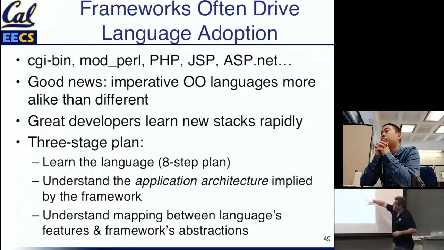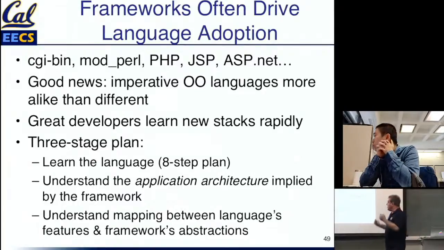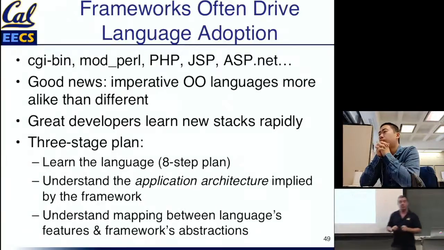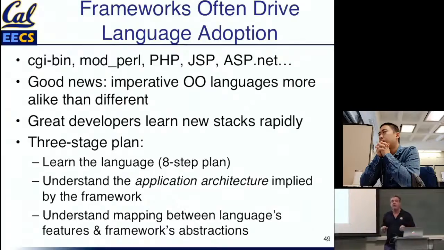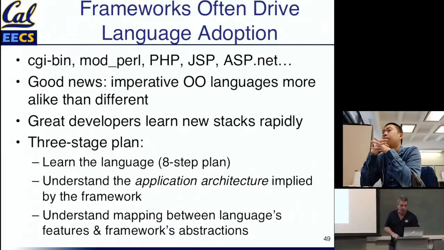And finally, having understood the language and the architecture, all you have left to do is to understand the mapping between the two. And what that means is, what are the things in the language that allow the framework to provide the abstractions that it provides? Right? So if you can do these three things, if you break down your task of learning a new language and framework into these three steps, we believe that you'll develop a general scheme for becoming rapidly productive.